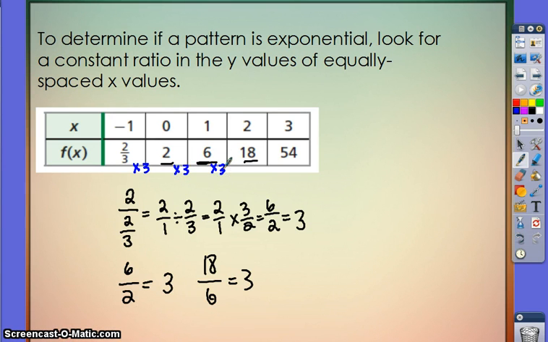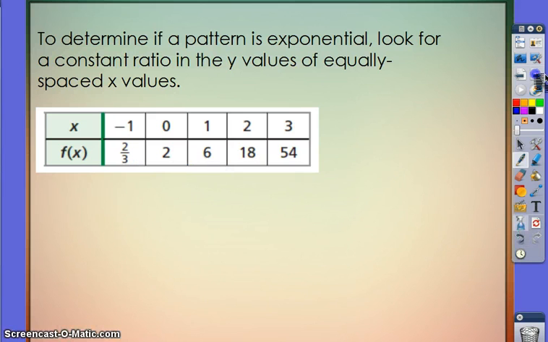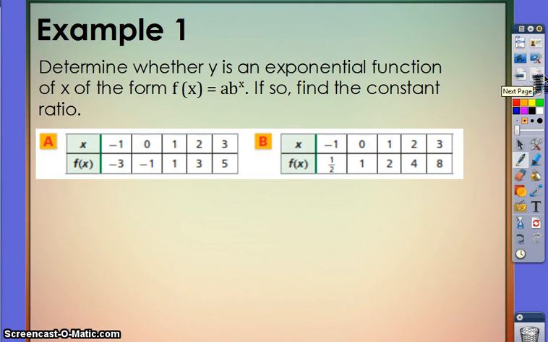So if that's happening, you've got an exponential data set, and it will fit in the format of y equals a times b to the x power, where a is our starting value and b is our growth or decay factor. All right, so let's actually try some of this. This first example is just recognizing whether or not we can write this data set as an exponential function.